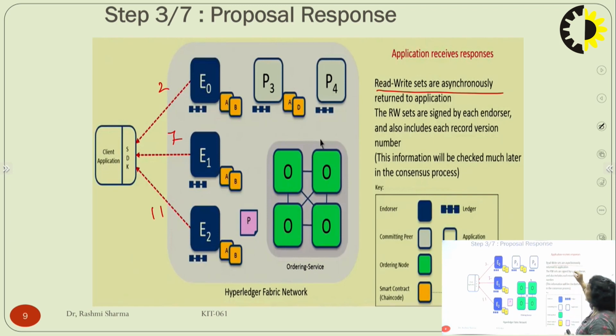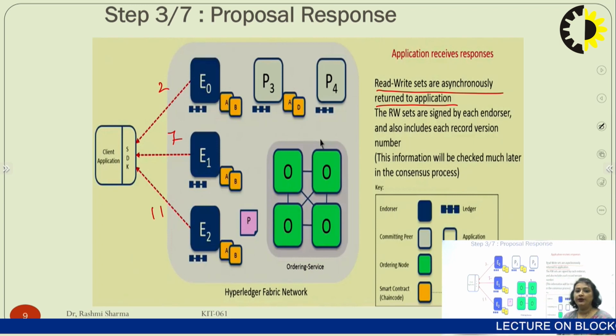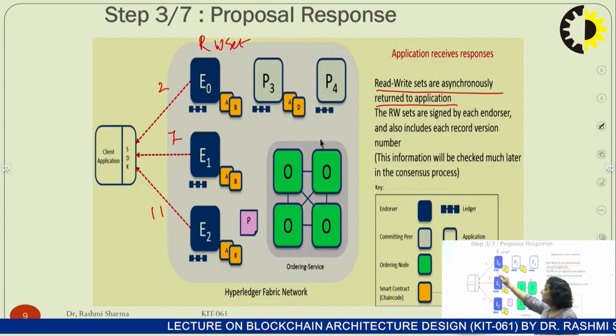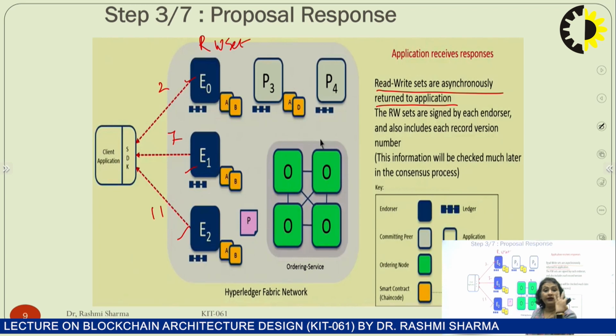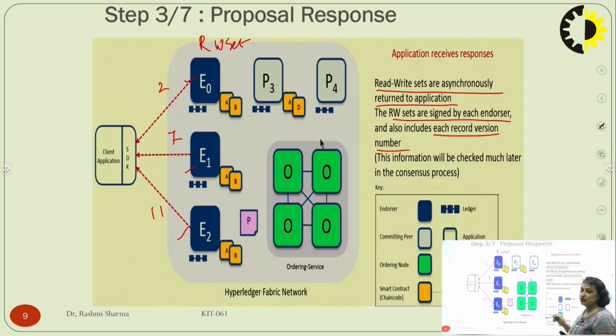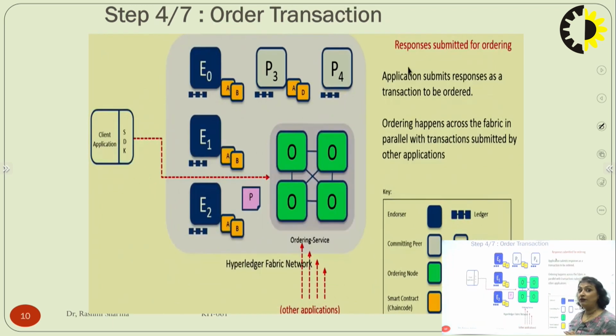So read-write sets are asynchronously returned to the application. Definitely they are not in a synchronous mode. When they are replying in different durations of time, it means they are asynchronously executing that particular thing. So we are keeping a track of RW sets in an asynchronous fashion only. It is updated in 2 seconds, then 7 seconds and 11 seconds, not at the same duration of time. Okay, and the RW sets are signed by each endorser and also recorded as a version. Whatever you have to check here, the consensus protocol which we discussed in unit 2 comes into the picture. So they have to have a consensus that all these have the same RW set which they are updating. Then the fourth step is you have to order those particular transactions.